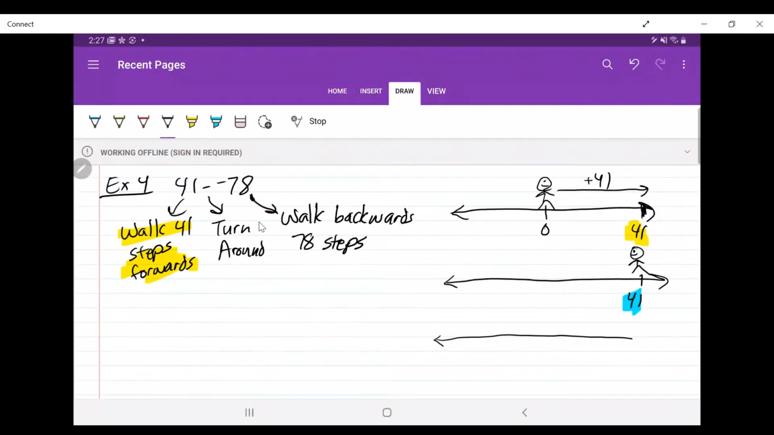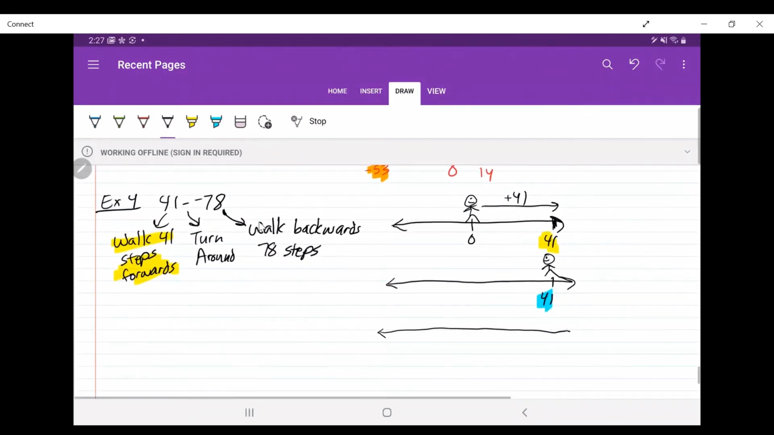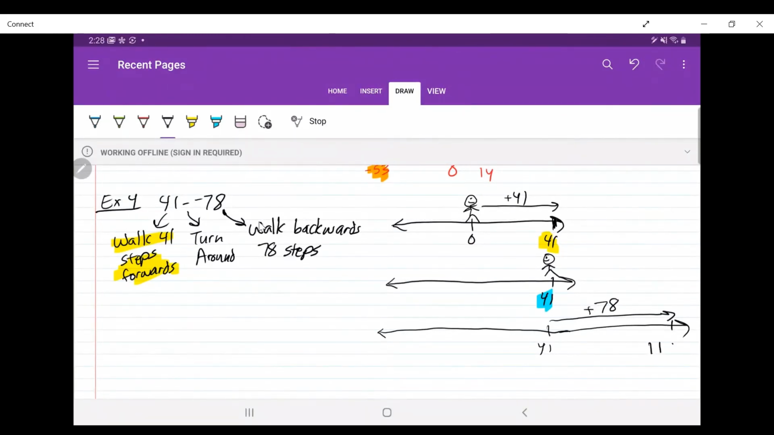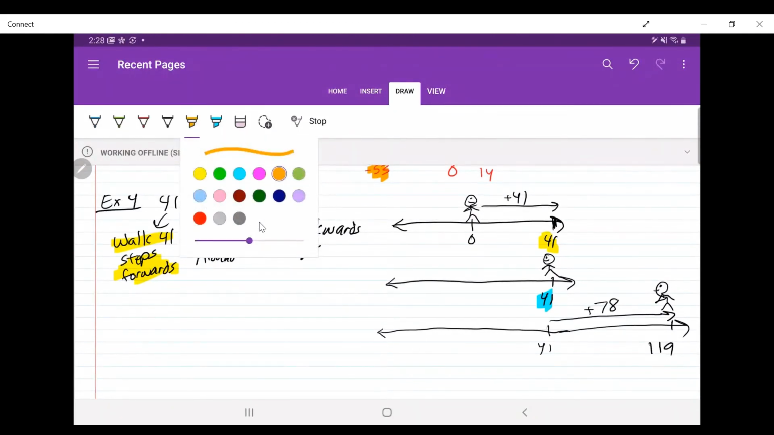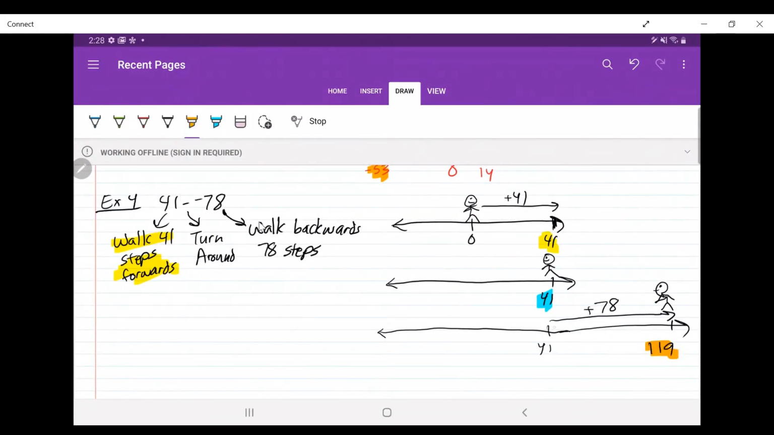And last but not least, after we're at 41, we're going to walk backwards 78 steps. So here's 41. And notice that since this person's facing left, they walk backwards. Their number's going to get larger. And we're going to get 119. So when they're facing left and they're walking backwards, they're going to become a larger number, and that becomes 119. So the final solution, 41 minus negative 78, equals 119.